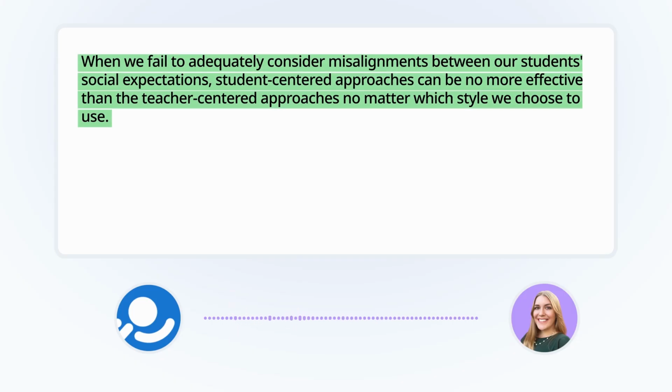It says, when we fail to adequately consider misalignments between our students' social expectations, ding, ding, there's our word again, student-centered approaches can be no more effective than the teacher-centered approaches, no matter which style we choose to use. So if we don't fix social expectations, nothing else matters. It's basically the take home. Jack, you called it halfway through. You're like, wait a minute, we've repeated this a couple times. This idea of the social expectations and the social factors is going to be really important.